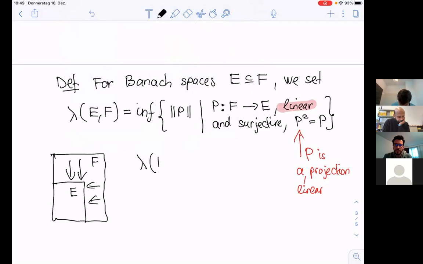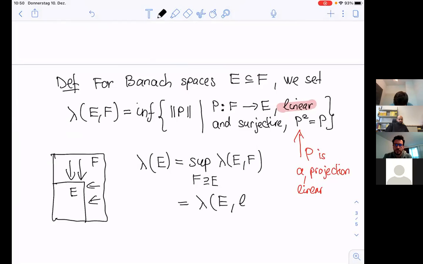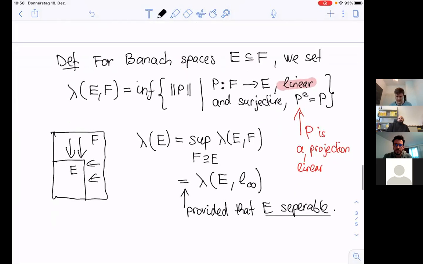supremum. Lambda E is the supremum over F that contains E, of Lambda E F. You take any ambient space and this looks really hard to compute. But the good thing is that this is actually the same as lambda E small l infinity, provided that E is separable. So in principle, this could be the definition.